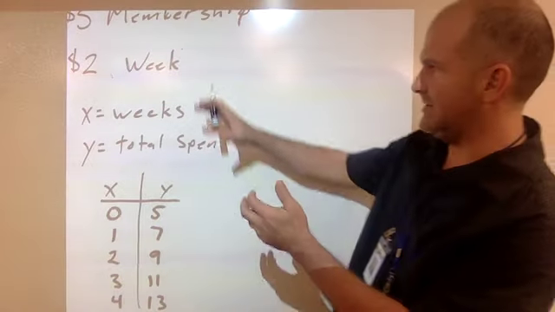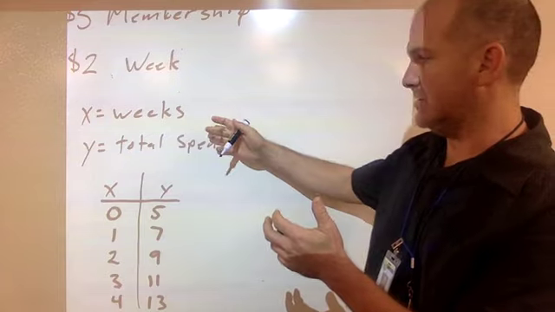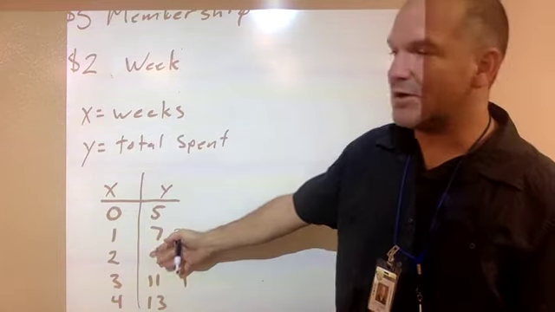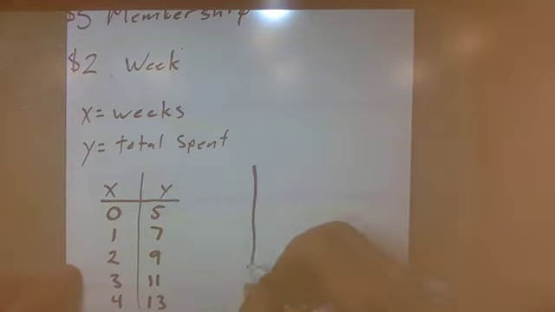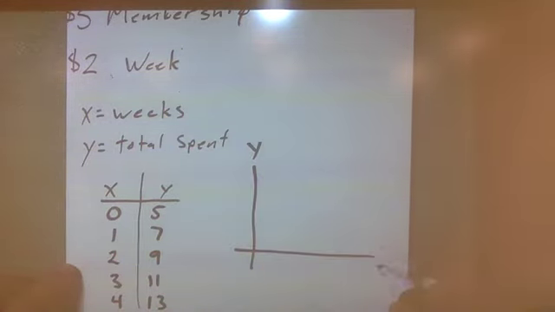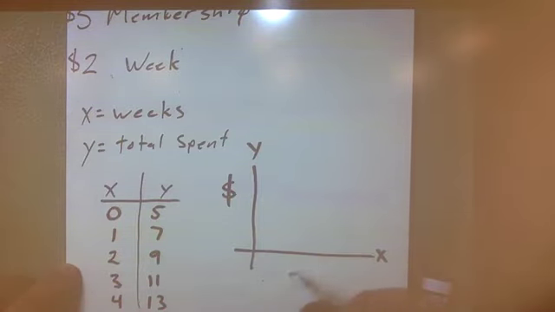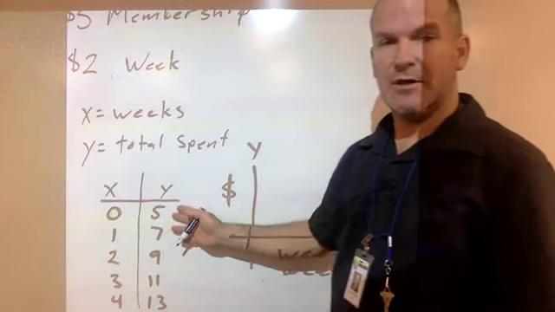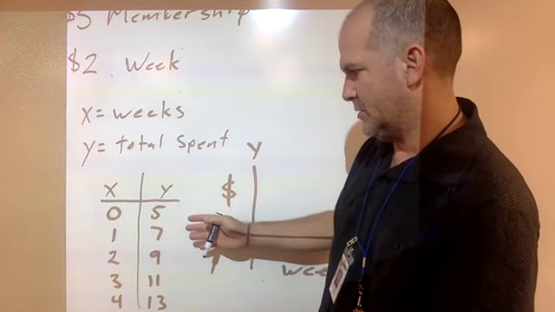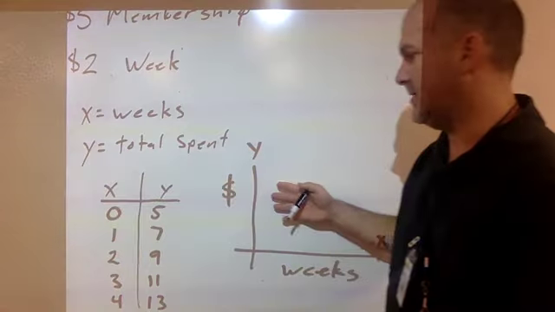If we wanted to represent this data on how much you're going to spend depending on how many weeks you go as a graph instead of a chart or a table, we would draw a little graph like this with our X and Y axis. The Y axis is total money spent. Y equals total money spent. X equals weeks. And we would treat these entries in our table as points, and we would plot the points in our graph.